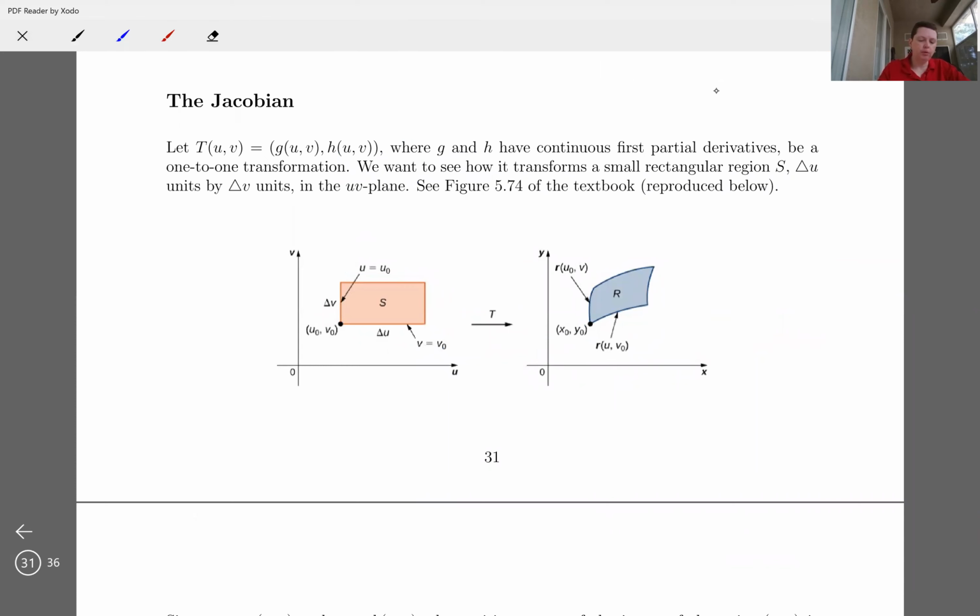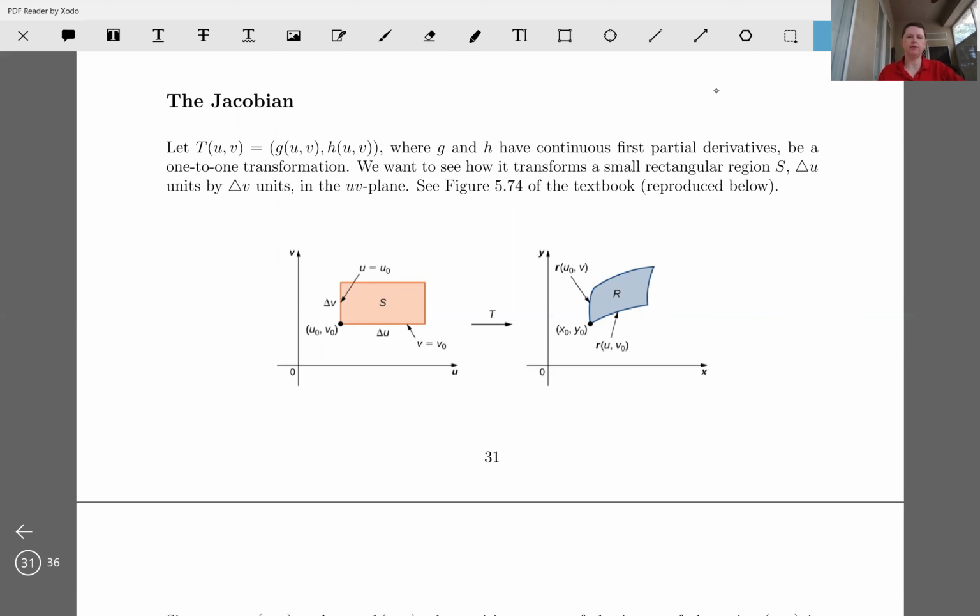Okay, we need some more tools before we can do this, and one major tool we're going to use is the Jacobian. So let's say we have our transformation T of (u,v), and that transformation T is going to be the point determined by g of (u,v) for the x coordinate and h of (u,v) for the y coordinate. And g and h are assumed to have continuous first partial derivatives. We also assume that T is a one-to-one transformation. And we want to see how T transforms a small rectangular region S that's delta u by delta v units in the uv plane to a region, let's say R, in the xy plane.